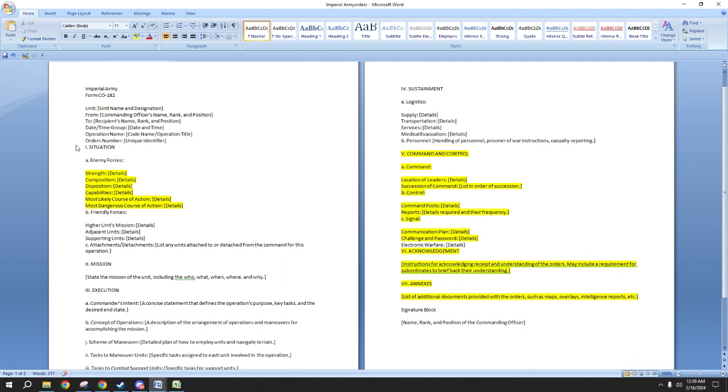Attachments and detachments. Technically, you're all detachments from a fleet. So if you're taking some recon off and letting them reconnoiter in some other direction while you attack or something like that, you would specify that.